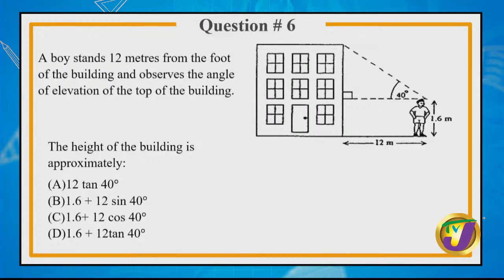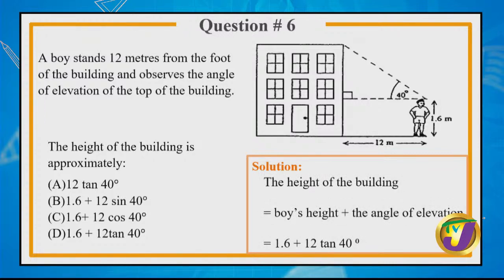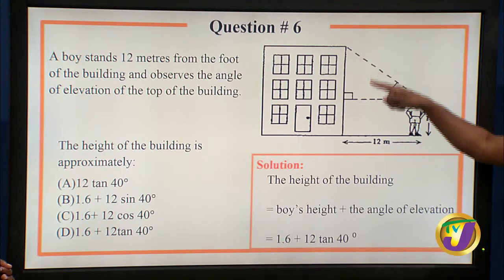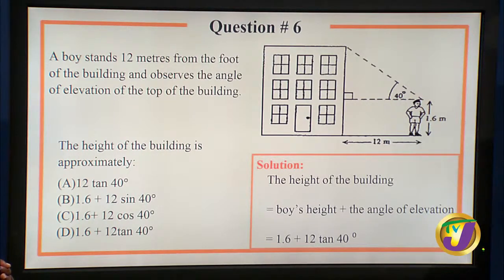So there is a visual representation of the information that is given. What you need to do now is to examine the diagram carefully and try to decipher which of the answers would be most applicable in finding the height. So we are looking at the height. We have the height of the young man, which is 1.6 meters, represented here. Okay, so how do we find the height as represented by this right angle triangle with a 40-degree angle of elevation?